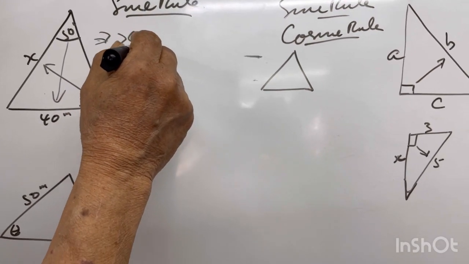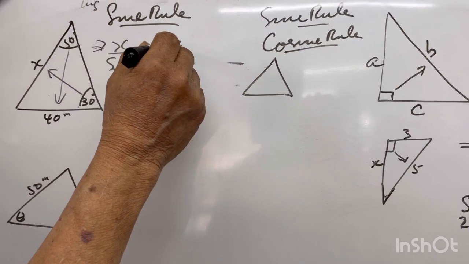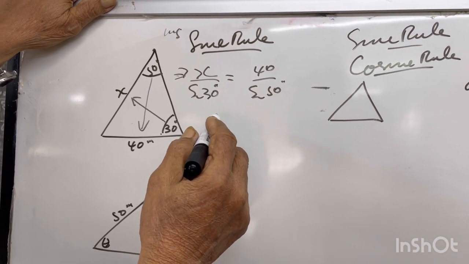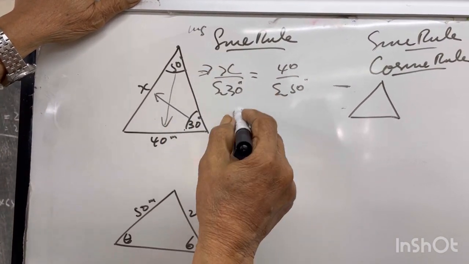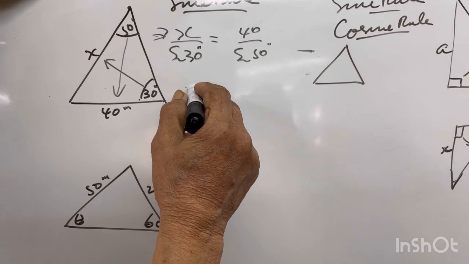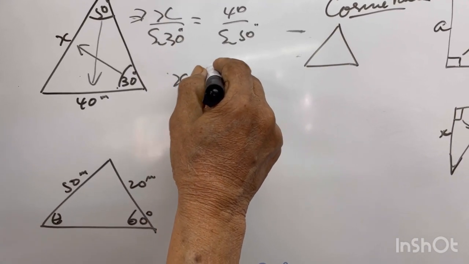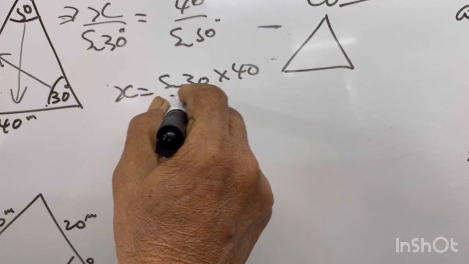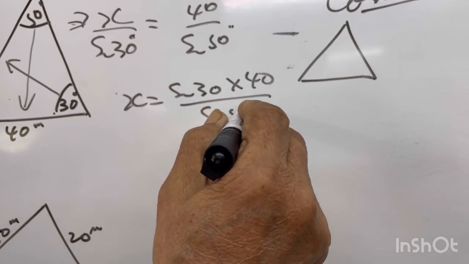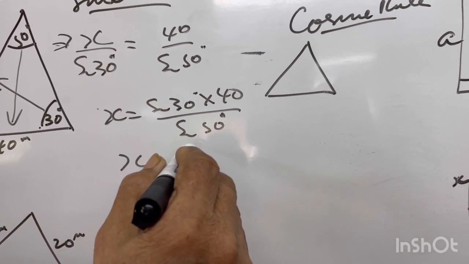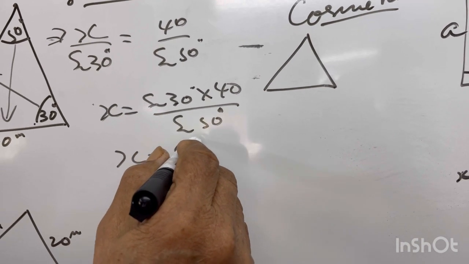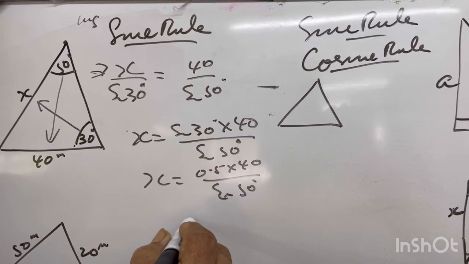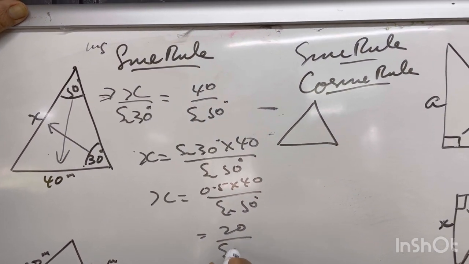Sine 30 degrees is equal to side over sine 50 degrees. I want x. I cross multiply, I get x is equal to sine 30 times 40 over sine 50 degrees. So x is equal to, sine 30 is a half, 0.5 times 40 over sine 50. And that's equal to 20 over sine 50 degrees.